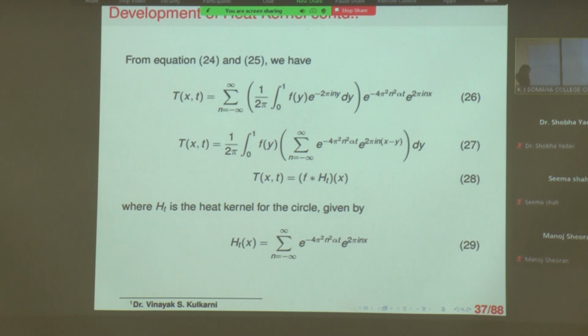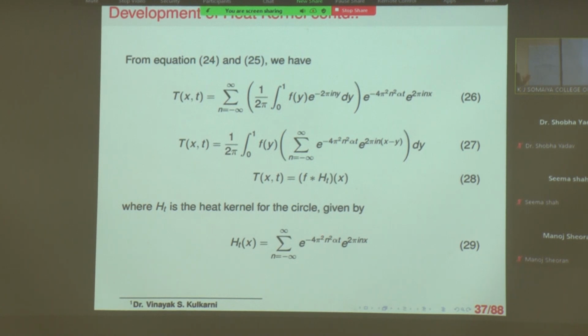So here, ultimately, equation 27 is nothing but the convolution of the initial temperature f of y with the exponential term in t and the space variable x, which is also in an exponential term. So this can be written as a convolution, and therefore the simplified form of the solution in terms of the convolution of two functions is given by equation 28, where h of t, again I am repeating, is nothing but the heat kernel. This is how we have developed the heat kernel for the one-dimensional heat equation.